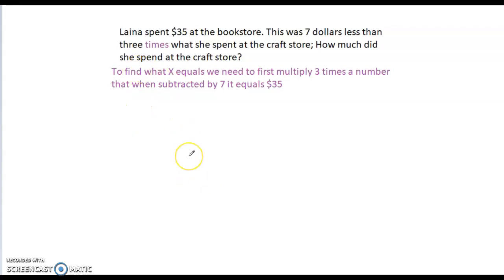Okay, here is our next algebraic expression. Lena spent $35 at the bookstore. This was $7 less than 3 times what she spent at the craft store. How much did she spend at the craft store?